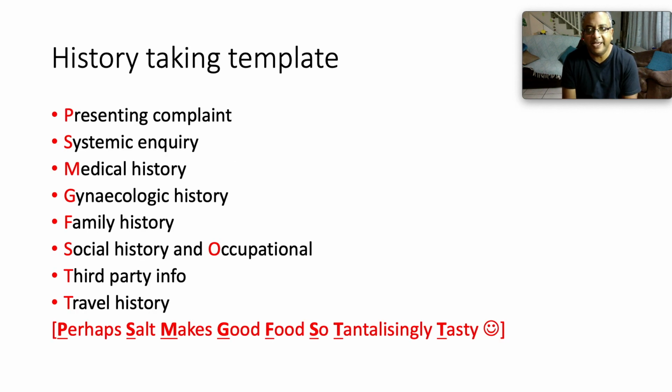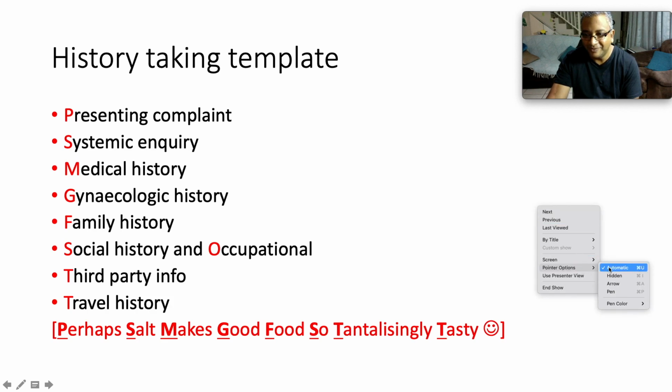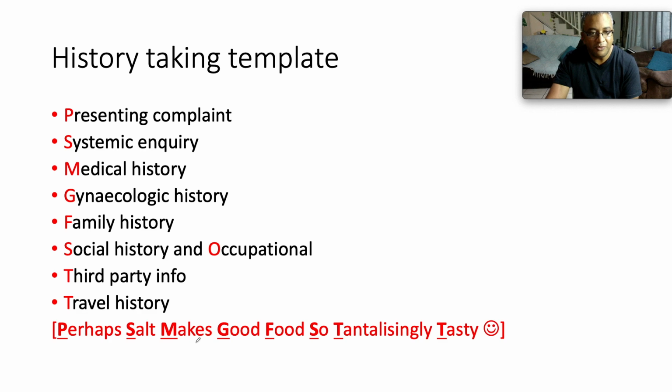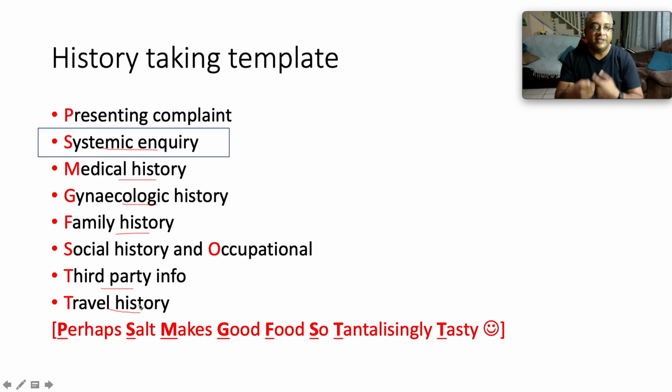So as always, here's my handy history-taking template, which goes according to my time-honored mnemonic, which is perhaps: salt makes good food so tantalizingly tasty. So P stands for presenting complaint, S systemic inquiry, M for the medical history, G for the gynecological history, if relevant, F for the family history, SO for social and occupational history respectively, T for third-party information, and T for travel history. But today we're going to speak specifically to the systemic inquiry as it relates to the gastrointestinal system.